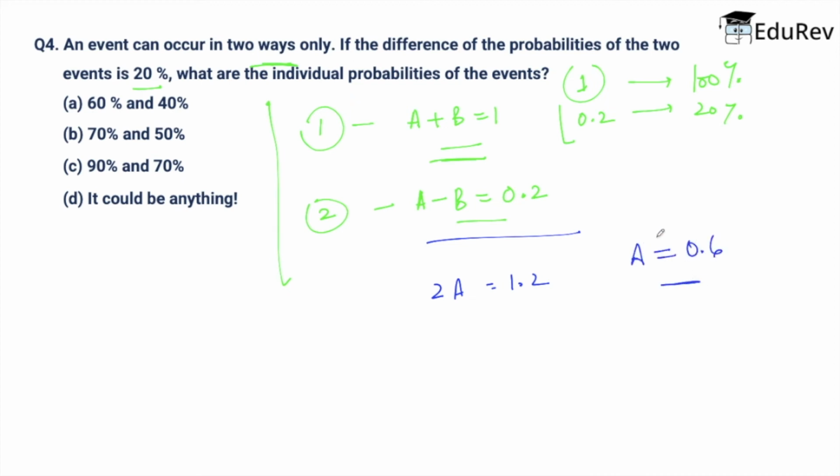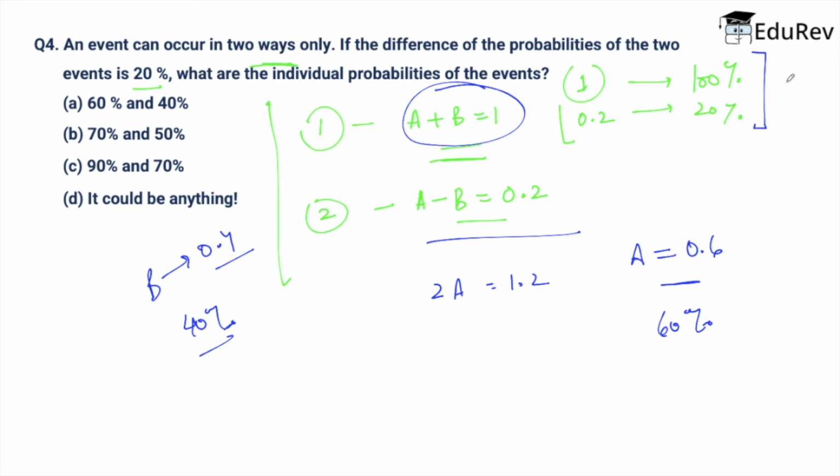Now A here is 0.6. So when I substitute the value of A in equation 1, I'll get B as 0.4. That means A is 60% and B is 40%. So we have just used these 2 equations, that is A plus B equal to 1, or you can say 100%, and A minus B is 20%, that is 0.2. And we have solved these 2 equations to find the value of A and the value of B. So A is 60% and B is 40%, that is option number A.